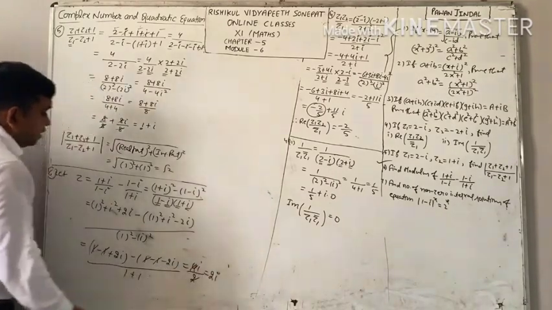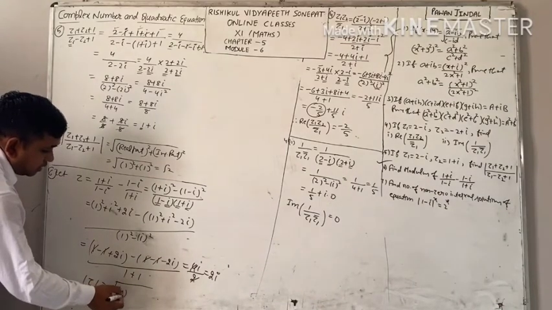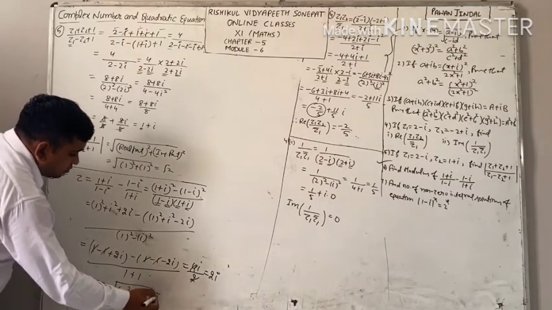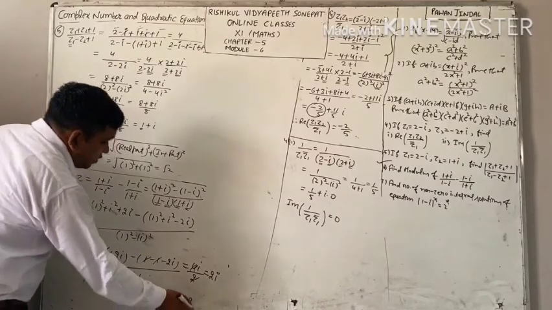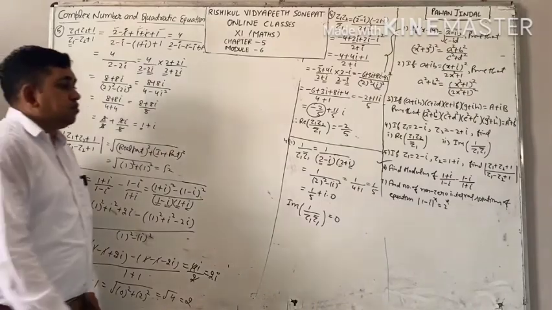Now you can easily find out its modulus. Mod of z is equal to the square root of real part squared plus imaginary part squared. Real part is 2. Imaginary part is 2. Right? Now see the last problem. Question number 7.